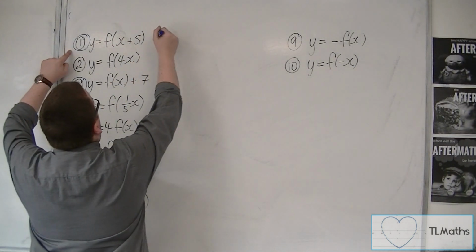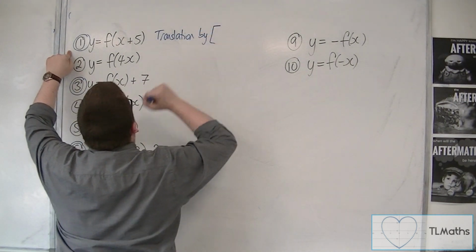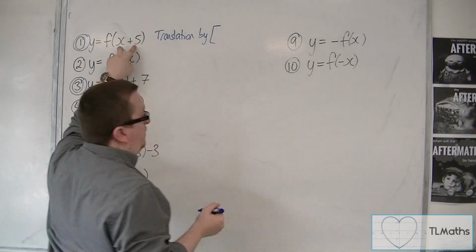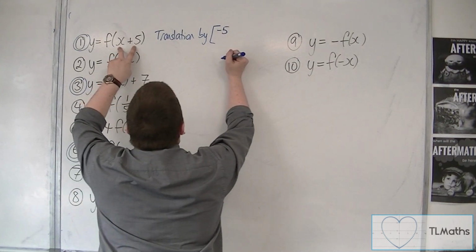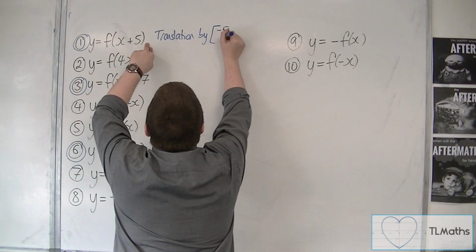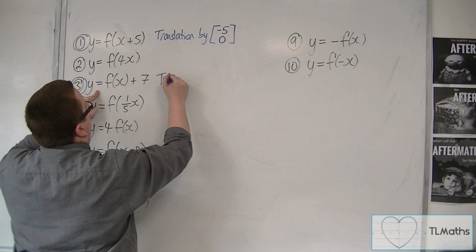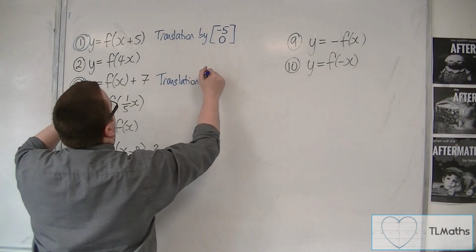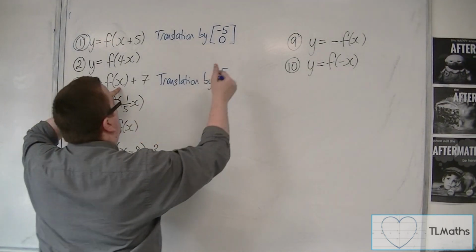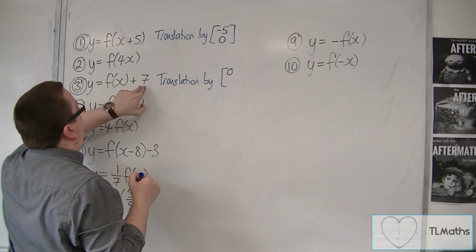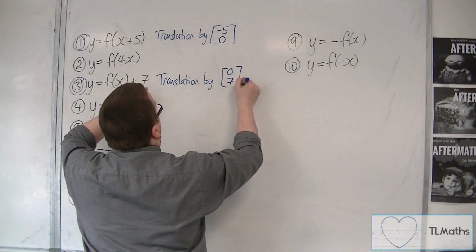So this first one is a translation by the vector, okay? Now, because x has been replaced with x plus 5, we have gone minus 5 in the x direction, and there's no number outside, and so it is minus 5, 0. Number 3 is a translation. Now, x hasn't changed inside the bracket, and so we haven't moved along the x-axis. Instead, we've moved in the y-axis. We've got this plus 7, and so we've gone up 7.